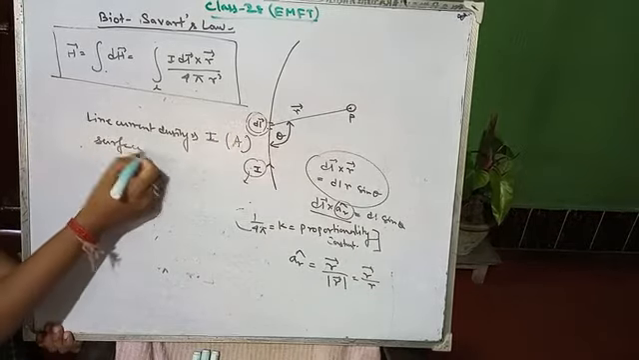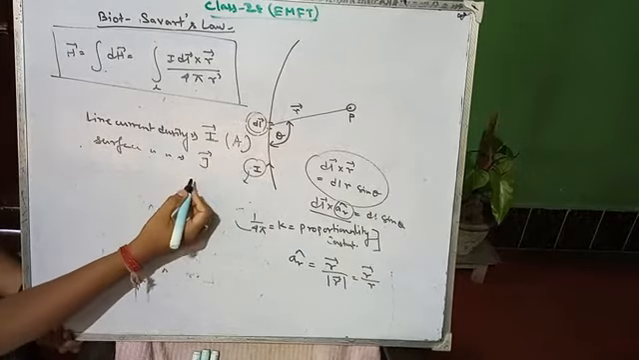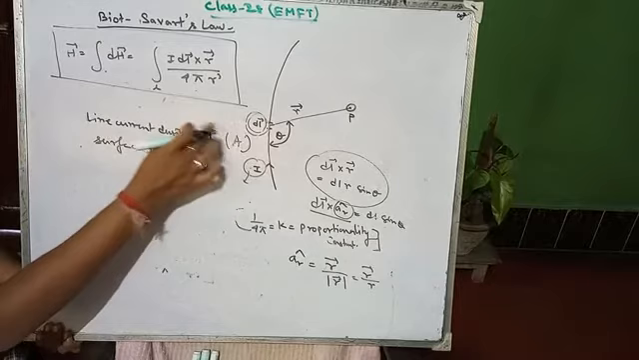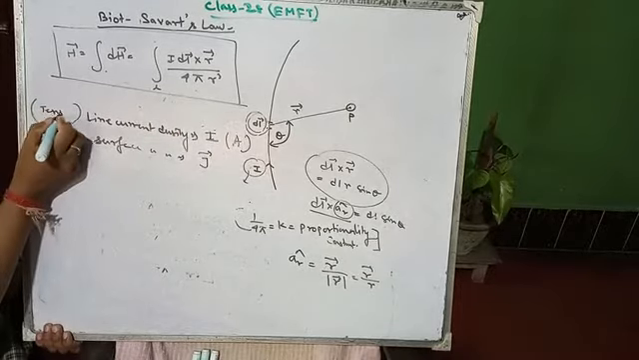And surface current density will be your J vector. It is I vector and J vector. So it is a tensor quantity. Always remember, it is not a vector, it is a tensor quantity.